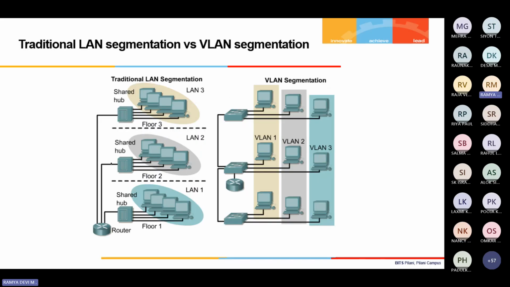So traditional LAN segmentation and VLAN segmentation is provided here. How is the physical grouping done? The devices will be grouped by physical location, such as floors and buildings. In this example, we'll take floor 1, floor 2, and floor 3. Floor 1 is LAN 1, floor 2 supports LAN 2, and floor 3 has local area network 3. There are shared hubs, and these will support the broadcast domain.